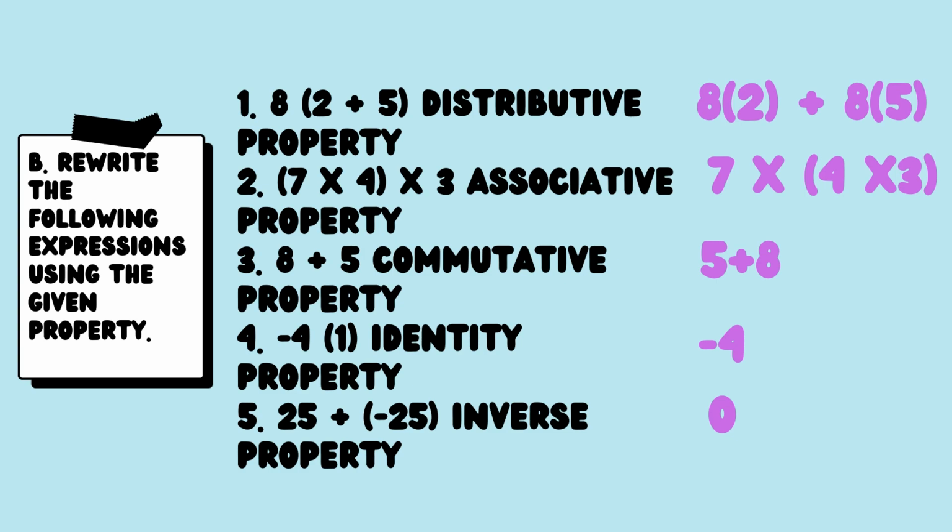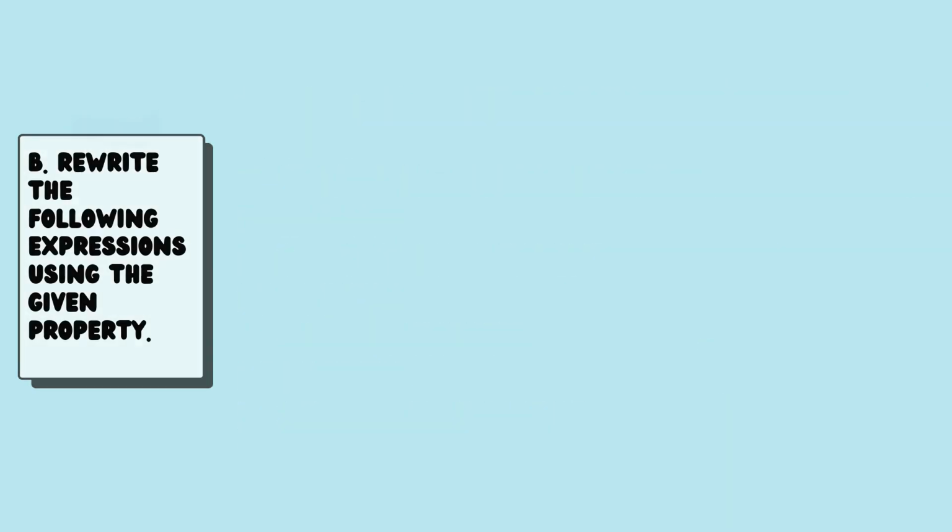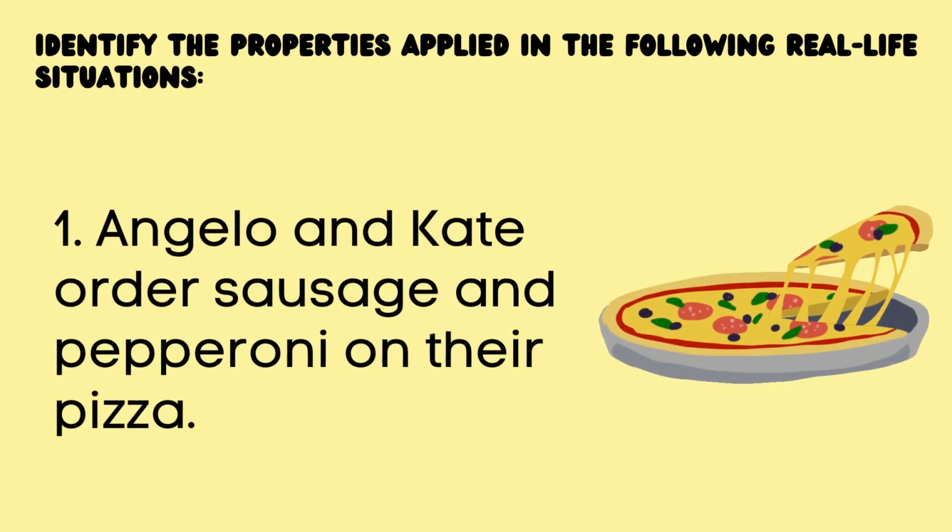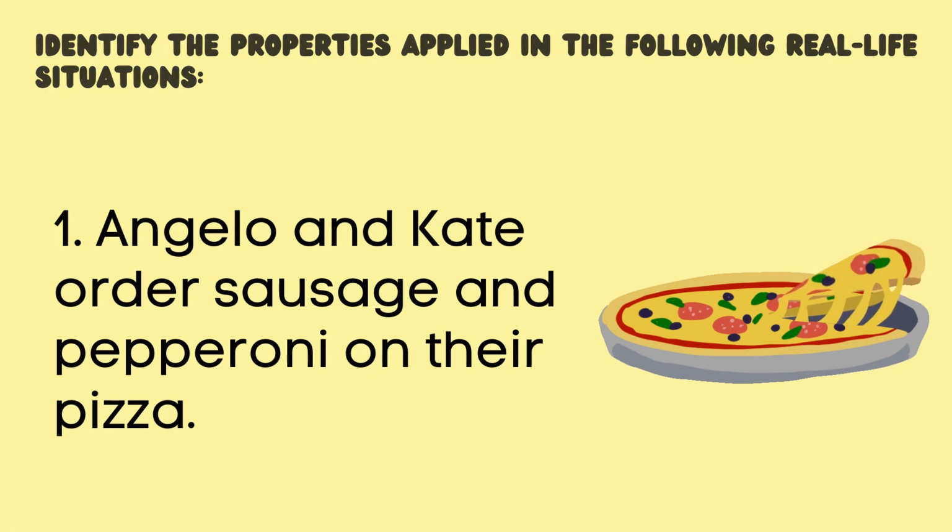So that's it. Okay, let us now have a real math. Math in the real world. So for example, Angelo and Kate order sausage and pepperoni on their pizza. What properties or property can be applied? What do you think? Okay. So if your answer is commutative property, then you are correct.